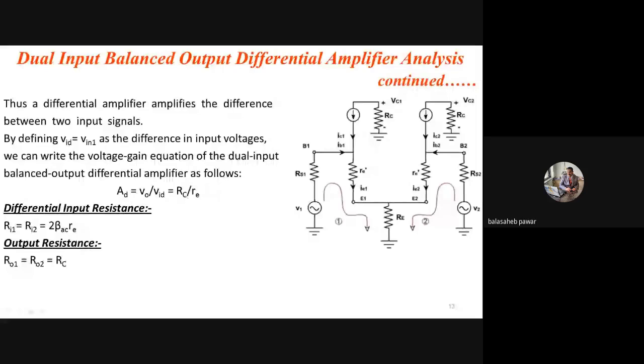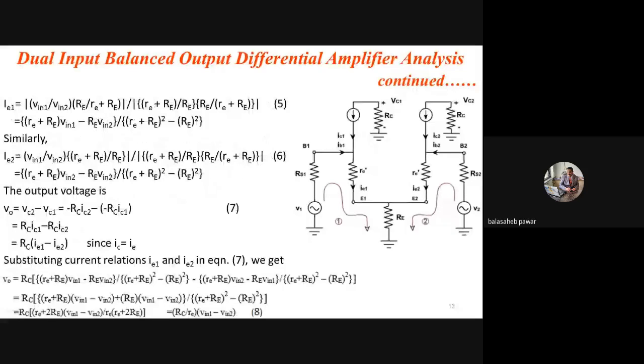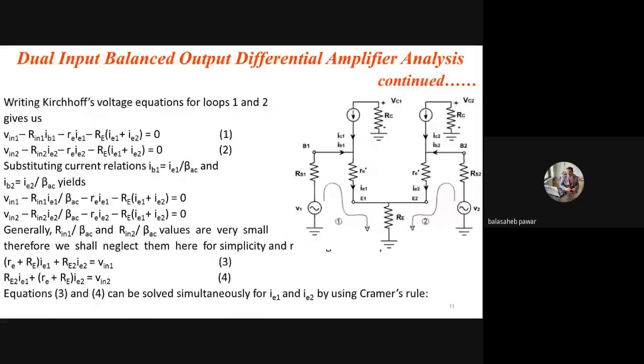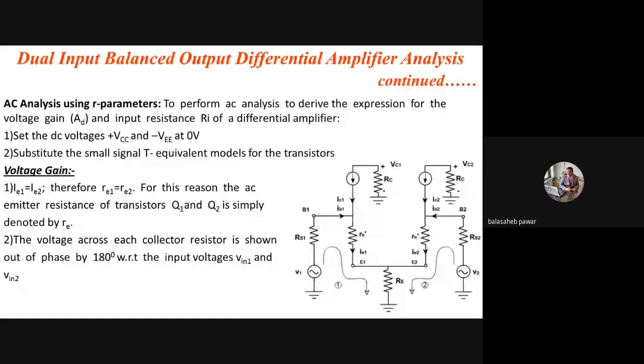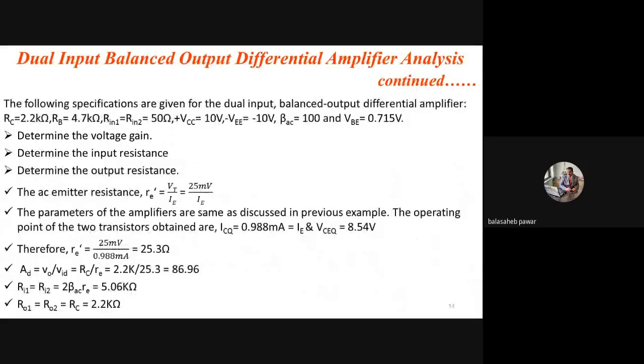Right? I have taken one numerical for reference. See how it will get asked. The following specifications are given for the dual input balanced output differential amplifier: RC is 2.2K, same as the previous numerical. I have just considered the previous numerical, where we did the DC analysis. But over here you have to determine voltage gain, input impedance, and output impedance. That means you have to perform the AC analysis.